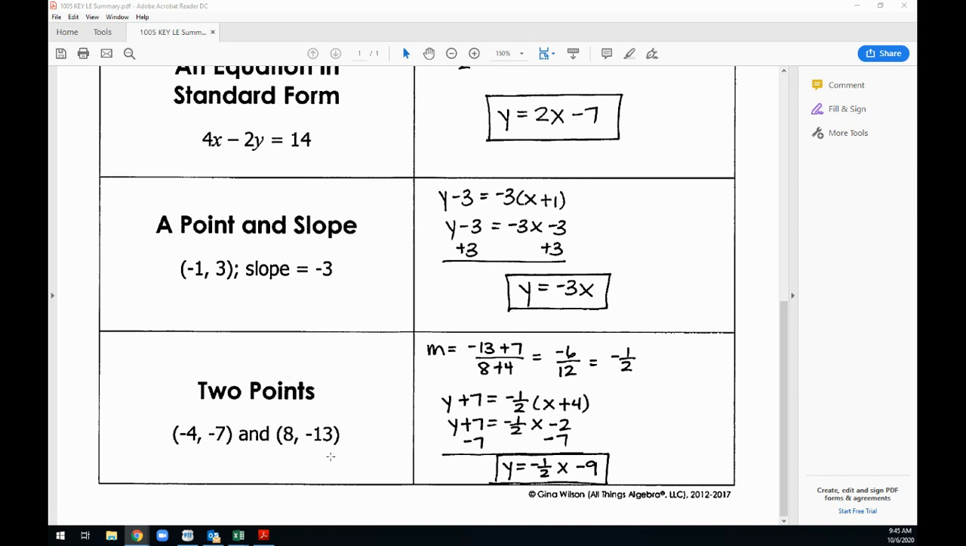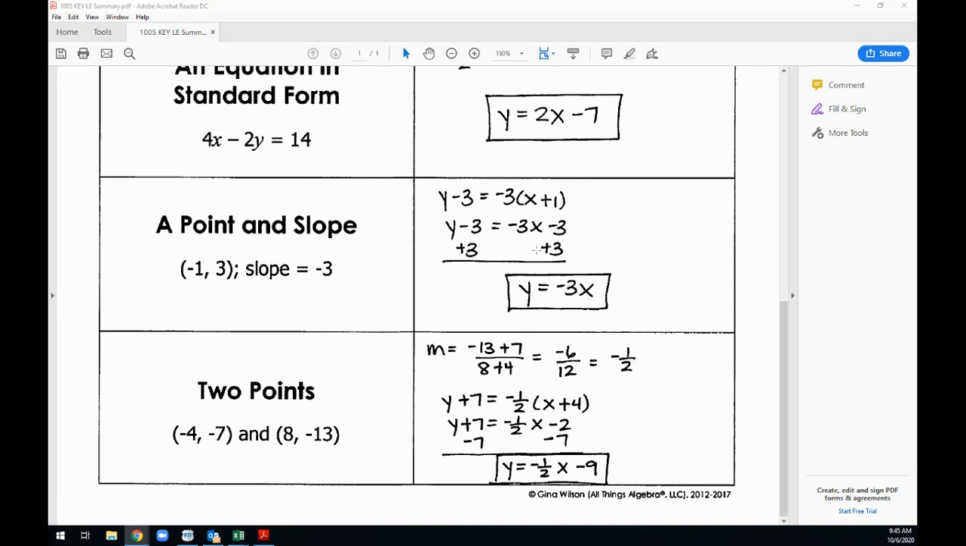And finally, when we have 2 points, all we need to do is use those 2 points to find the slope. Using the same slope formula, we do the change in y, -13 minus -7, so -13 plus 7. And then we do divided by the change in x, start from the same point, 8 minus -4 is 8 plus 4. -6 over 12 simplifies to -1/2.